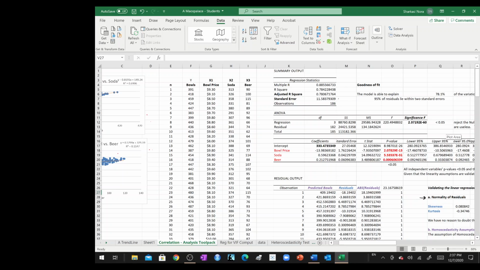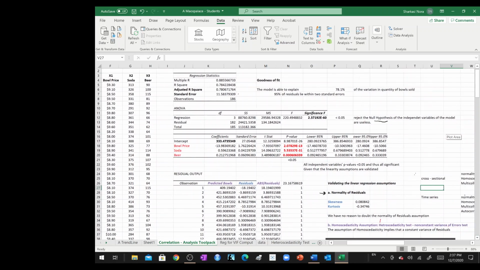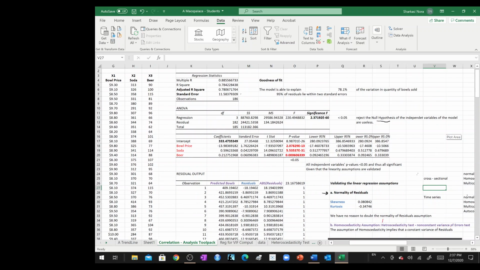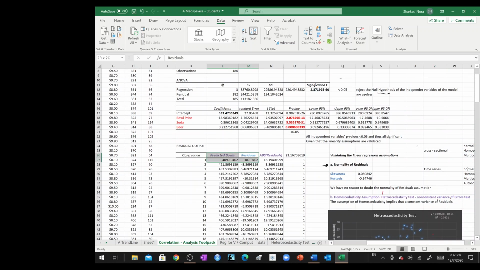So this is when we get multiple regression, one reason to run multiple regression analysis. After looking at the goodness of fit, we find the model explains 78% of the variation of the quantity of balls sold. Then, looking at the error term, we have the absolute error. In the output of the model, we get the predicted balls and the residuals. We added a column on the absolute errors, ABS.